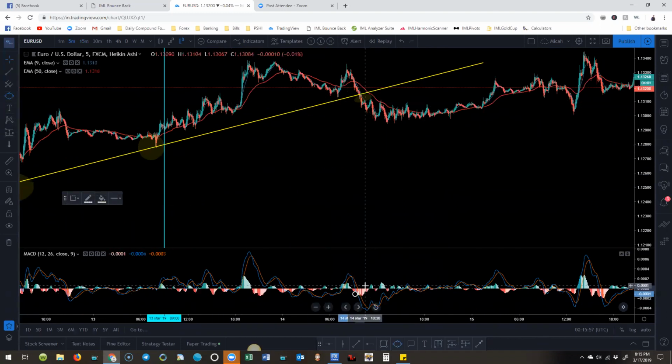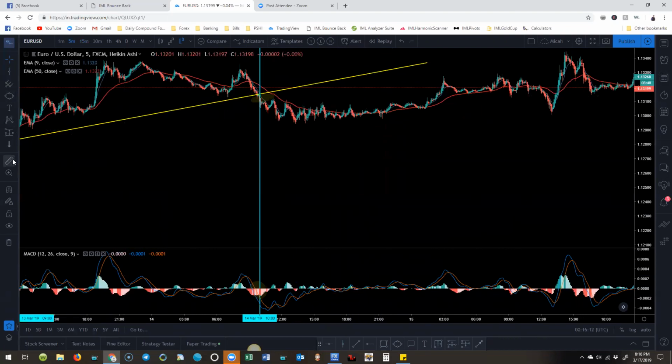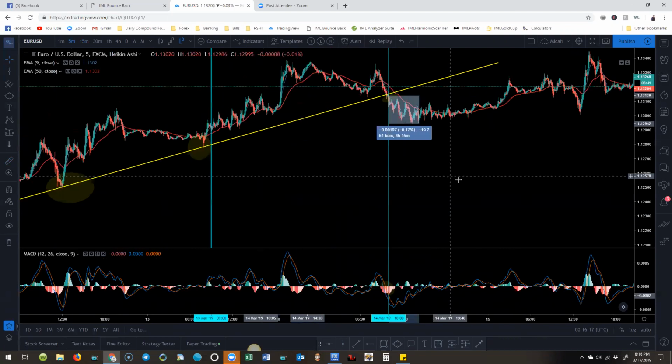Also, you got the crossover at the same time. Let me line it up for you. So price broke right there, and then you got your MACD crossover as well. So how many pips did that go? About 19 pips for that first entry, right?